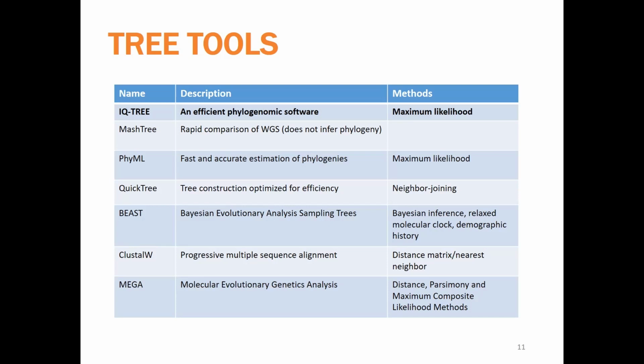There's BEAST, which is also very popular. It's based off of Bayesian inference, relaxed molecular clock, and demographic history. There's ClustalW, as well as MEGA. So you might have heard of some of these before.